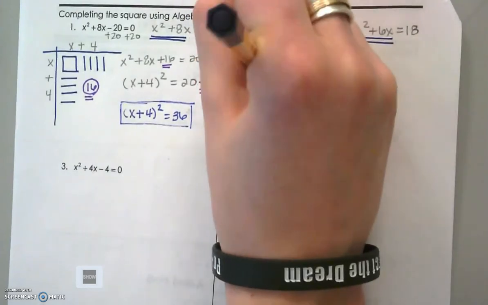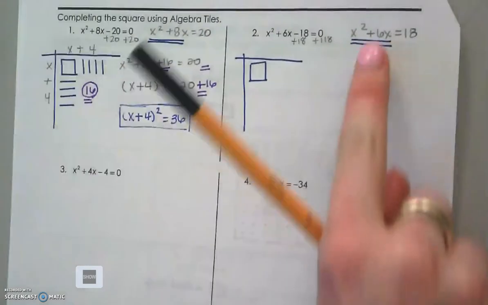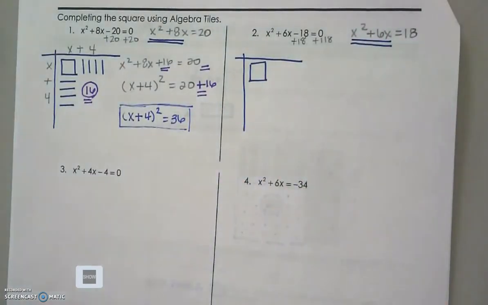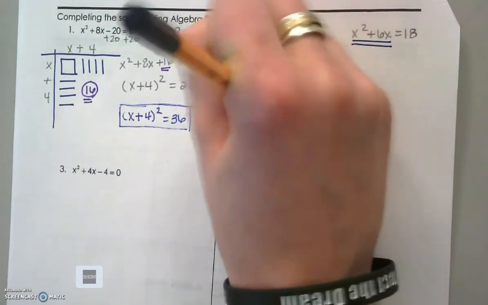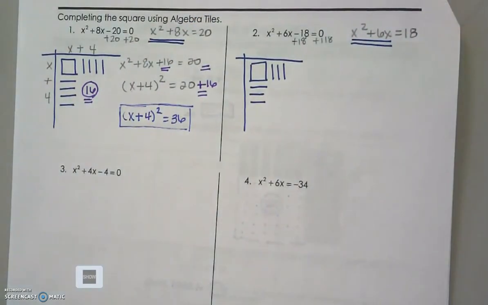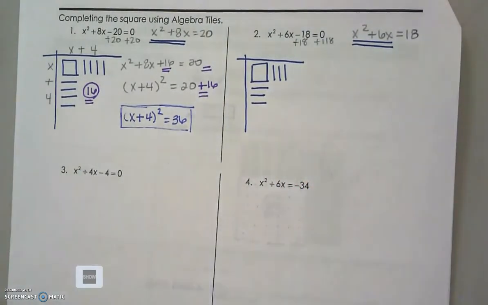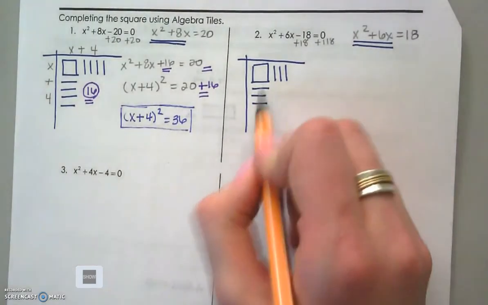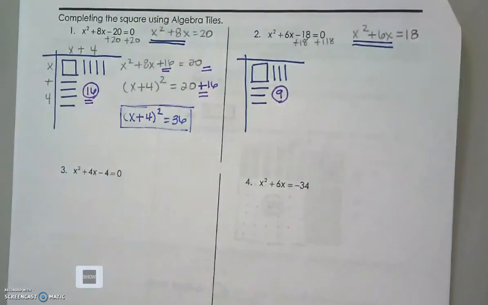A square represents my x squared, and I want to split 6 evenly, so I have the same amount of x's on the top and on the side of my model. My model's not complete until I fill in the square, so I know that 3 times 3 is 9. I am missing 9 1s.